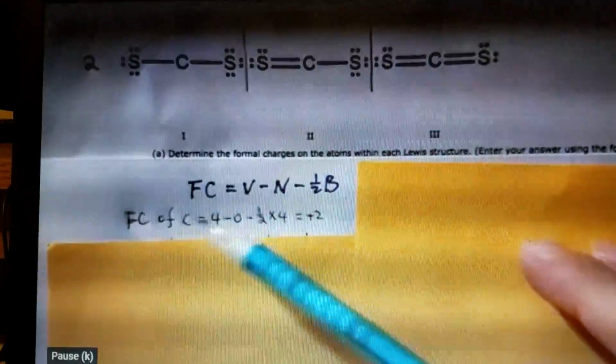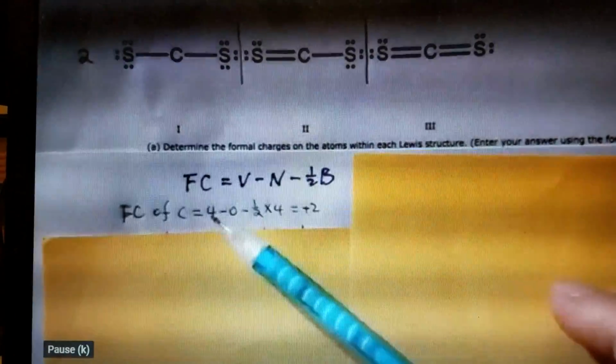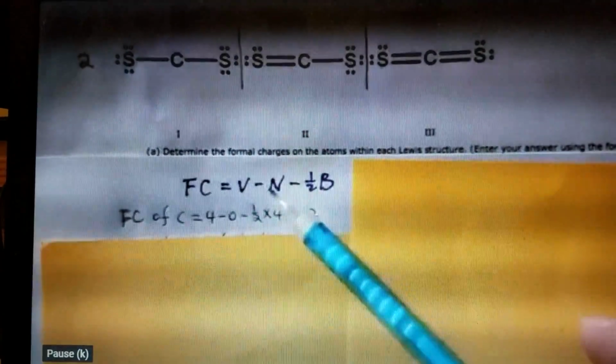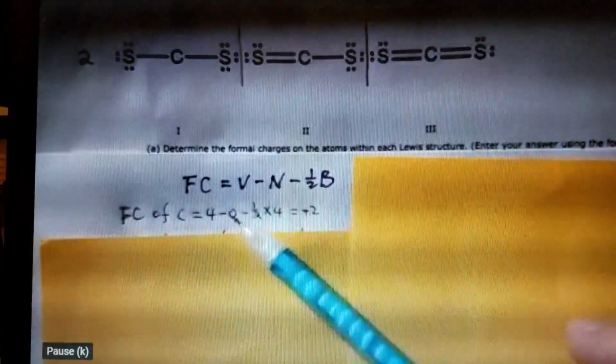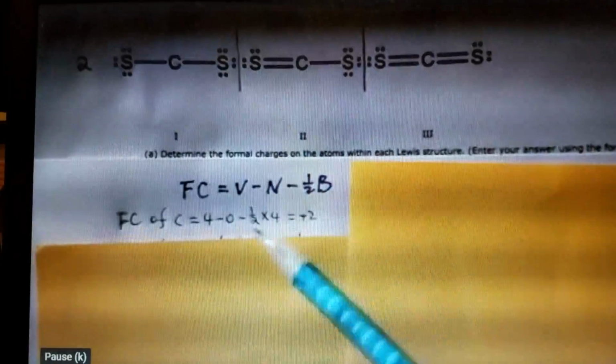So structure 1, first let's work on the carbon, the central atom. Valence electron should be 4 in 4A group. No lone pair, so therefore non-bonding electron should be 0. And then 1/2 of 2 single bonds, that should be 4 electrons. So then that would come up with a positive 2.